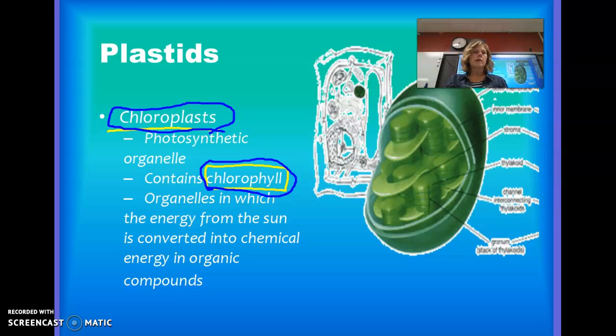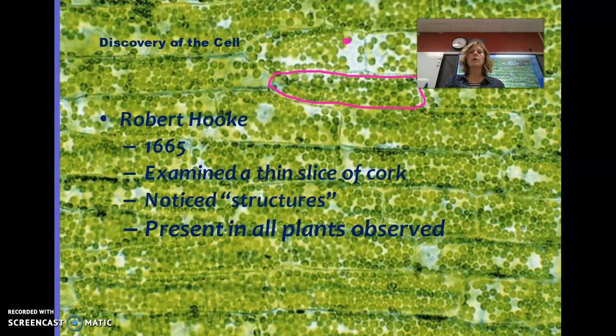Because we skipped ahead to organelles, I do want to go back and talk about discovery of the cell, because this is really important. I know this slide is a little hard to read, but these are obviously plant cells. We know because they're box-like in structure, and they have all these little green dots, and I think by now you know what these little green dots are.